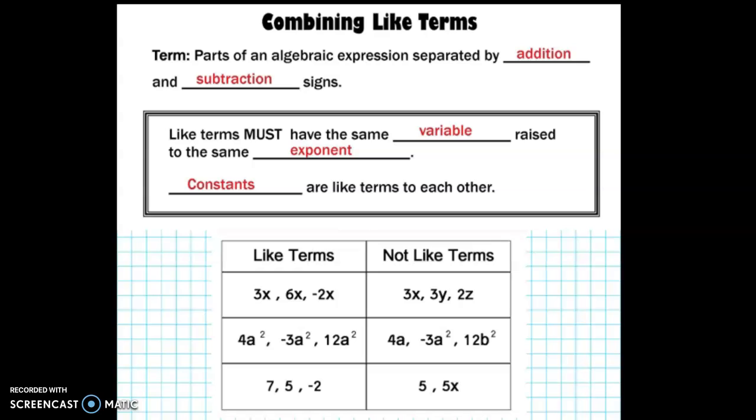That is fine. But if you look on the other side, 3x, 3y, and 2z are not like terms. They have different variables. Just like 4a, negative 3a squared, and 12b squared are not like terms because the variables are different and with different exponents.